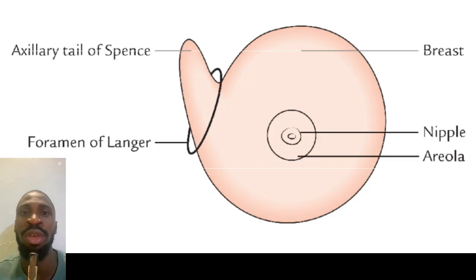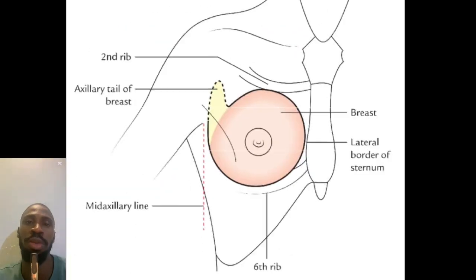And when it enters into the axilla, it is thought that the foramen of Langer is a route where there can be spread of infection and also metastasis of cancerous cells. So anatomically, the foramen of Langer shows great importance because it can act as a route for the spread of infection and metastasis of cancerous cells. Don't forget it.